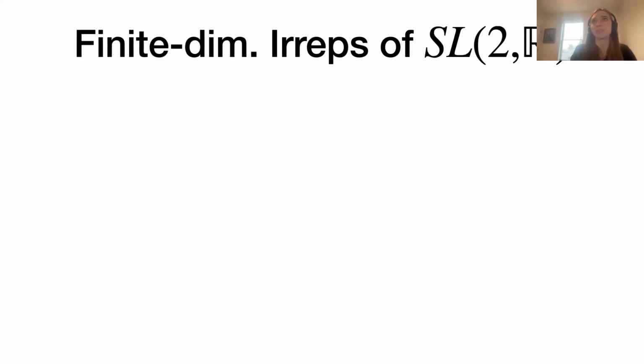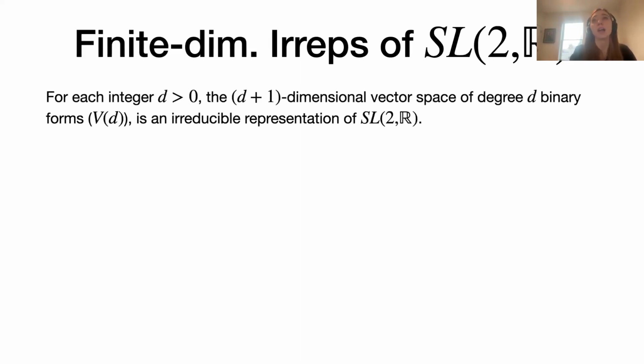So what are the irreps of SL2R? Well, they're actually the spaces of polynomials, which is a super convenient property since that's the data type that we're working with already. So our input already lives in an irreducible representation space. More formally, for each integer d greater than 0, there's a d plus 1 dimensional vector space of degree d homogeneous binary forms. And this is the vector space of an irreducible representation.